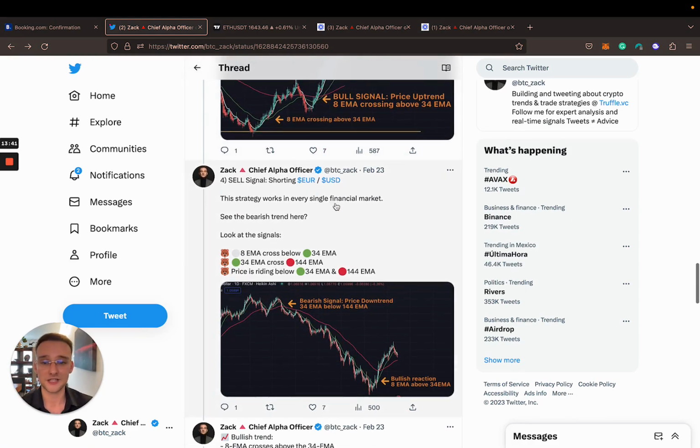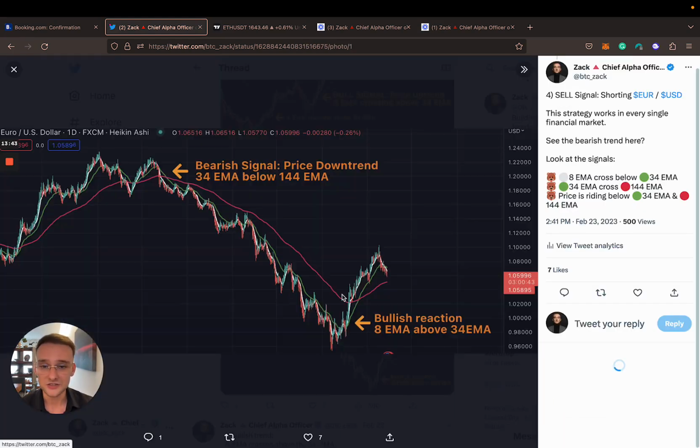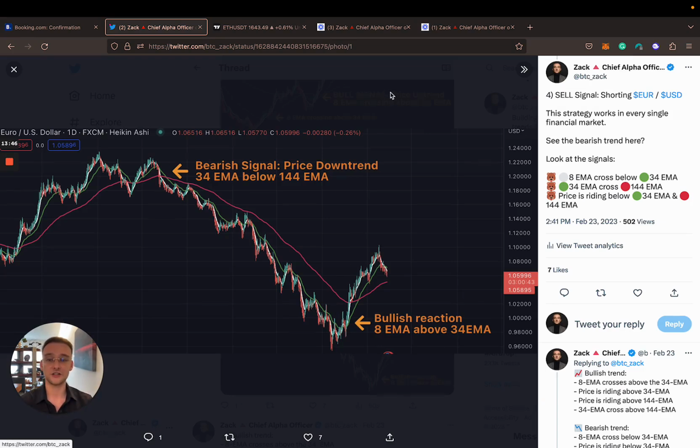The fourth example here, let me ask you this. Do you see the bearish trend here? What are the signals that you are looking for right here? First of all, the 8 EMA is crossing below the 34 EMA right here. This is the Euro USD chart. The 8 EMA is crossing below the 34 EMA. Then the 34 EMA crosses below the 144 EMA, confirming the longer term bearish price trend. This is a bearish signal.